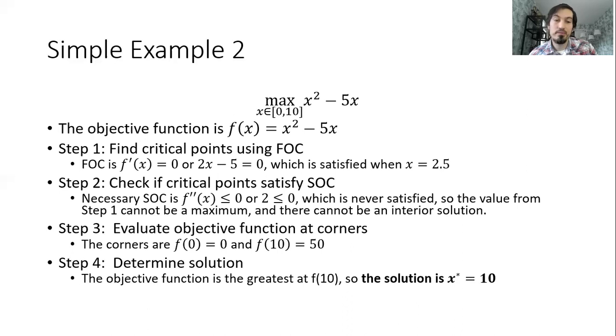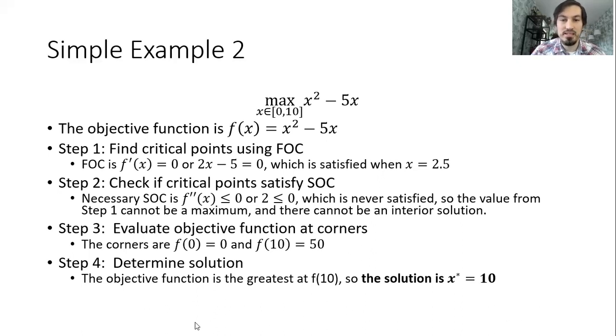This was a case where you had to use the corners. And of course, it kind of makes sense. Here's a quadratic function, a parabola that opens up. It actually hits 0 at 0, and comes down a little bit. It hits a minimum at x equals 2.5. Then it goes up for the rest of the interval. The maximum point is actually at x equals 10.